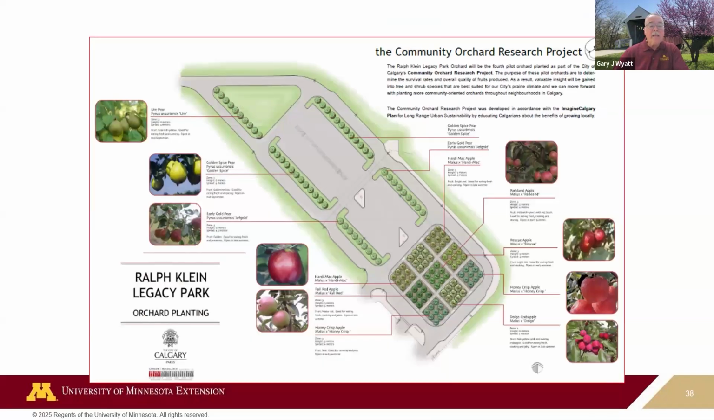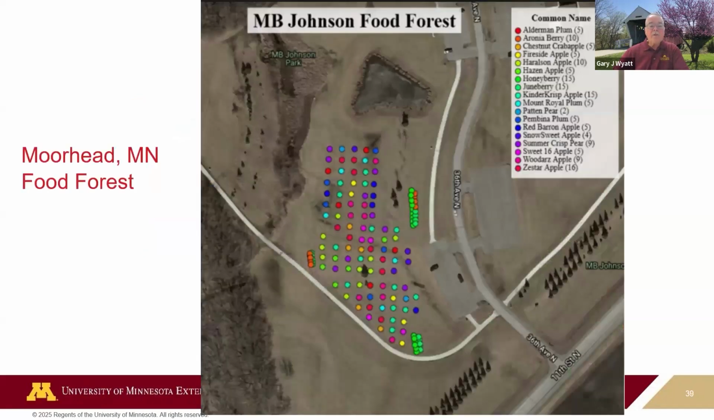This is one in Calgary, Canada, very well drafted from a landscape architecture diagram here, but it has different fruits and trees there as well. This is Moorhead, Minnesota's food forest, and again, different plums and aronia berry, chestnut, crab, and apples, and many apple trees, mostly actually, in this particular landscape.